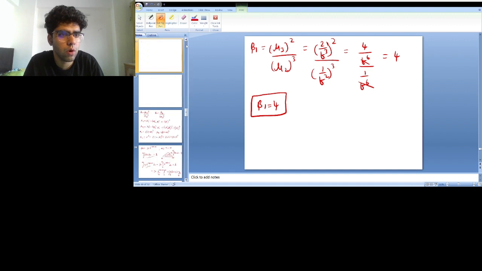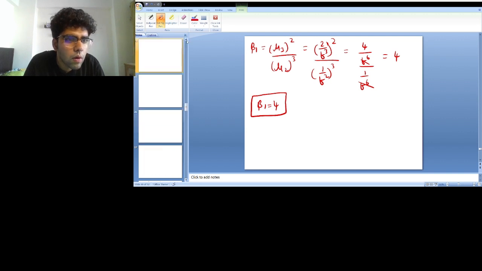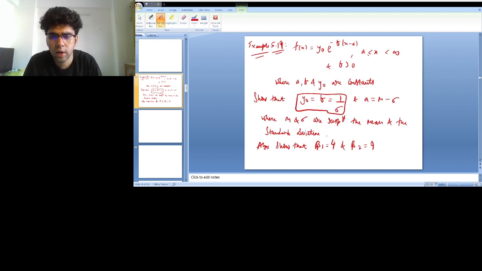Let me just show you. Where is my question? I can't seem to find it. Wait, I guess I've lost it. Yeah, so here it is. Beta 1 is equal to 4, right? Beta 1 is equal to 4. Let me just drag this slide downwards.